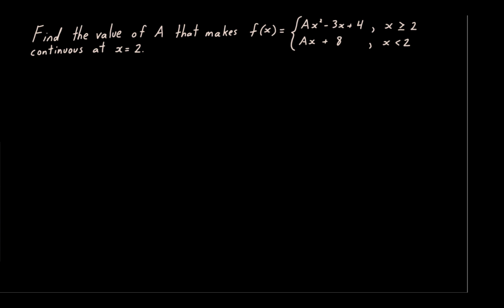Again, no matter how weird it looks, fall back on your definition of continuity. Left limit equals right limit equals function value. This is what we want to be true for an x-coordinate of 2, for it to be continuous there.